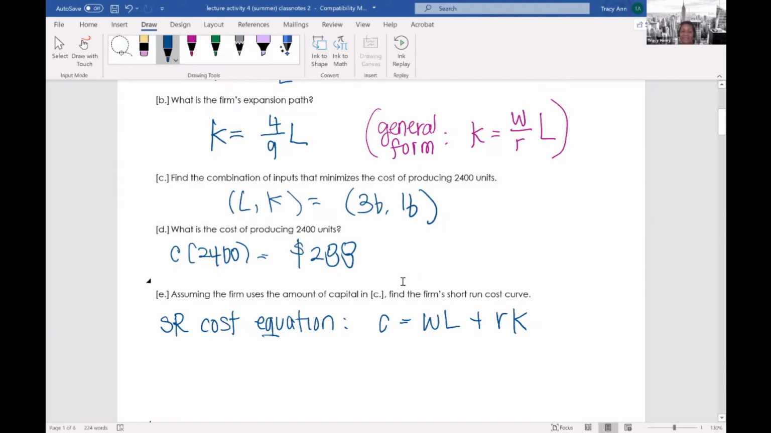But what if I want to think about all levels of output? I don't want to be stuck on talking about only 2,400. If I care about 2,800, if I care about 2,000, all levels of output, what would be the equation that would help me get to that number, just as how I got to the number of 288?